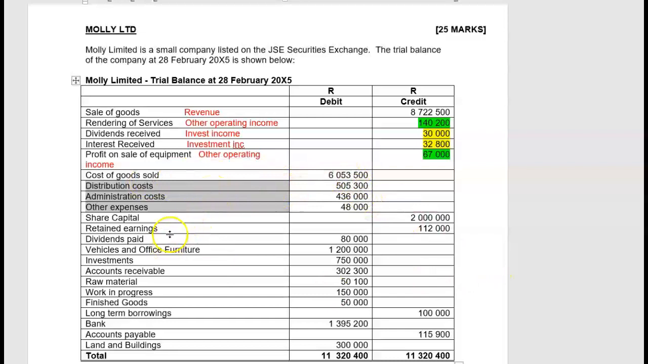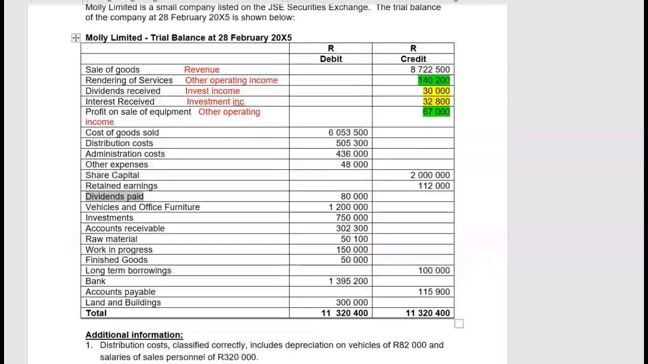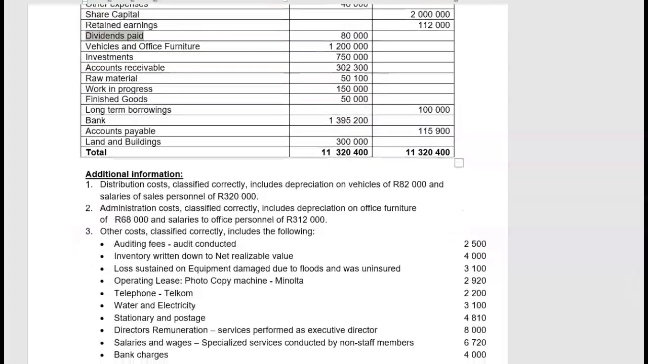Then we have share capital, retained earnings, dividends paid. Please do not put dividends paid in the income statement. It does not appear in the income statement. If you're going to put it in the income statement as an expense item, -2 marks straight away. It is a distribution to the owners, the equity holders of the entity, and therefore it should be shown in the statement of changes in equity.